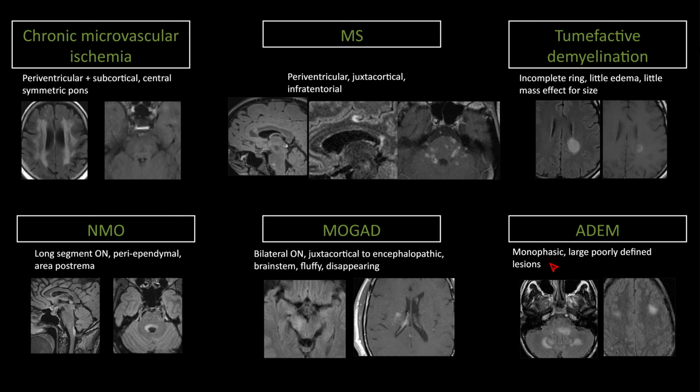Finally, we talked about ADEM. The hallmark of ADEM is that it's a monophasic illness. So if you see them on imaging, all of the lesions are going to be enhancing, or all of them are going to be non-enhancing. They're not going to be some enhancing, some non-enhancing. And they're going to be typically these large, poorly defined lesions as compared to MS.